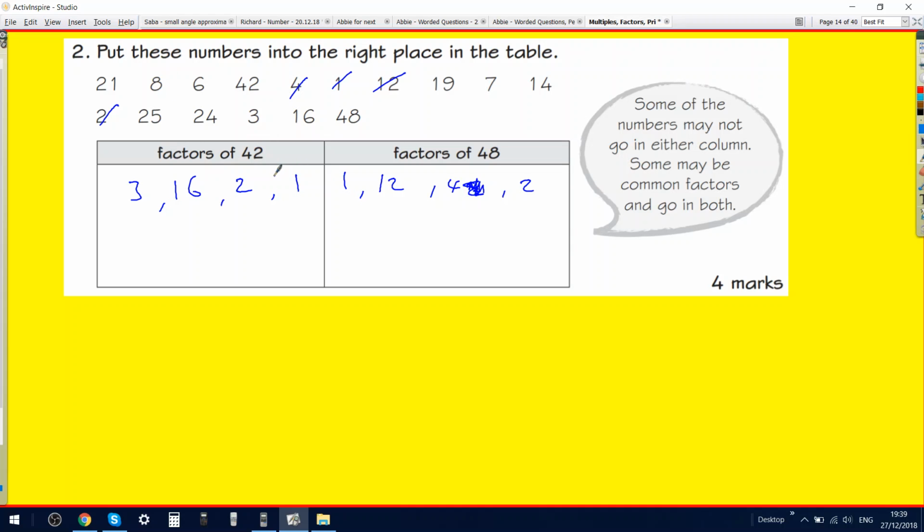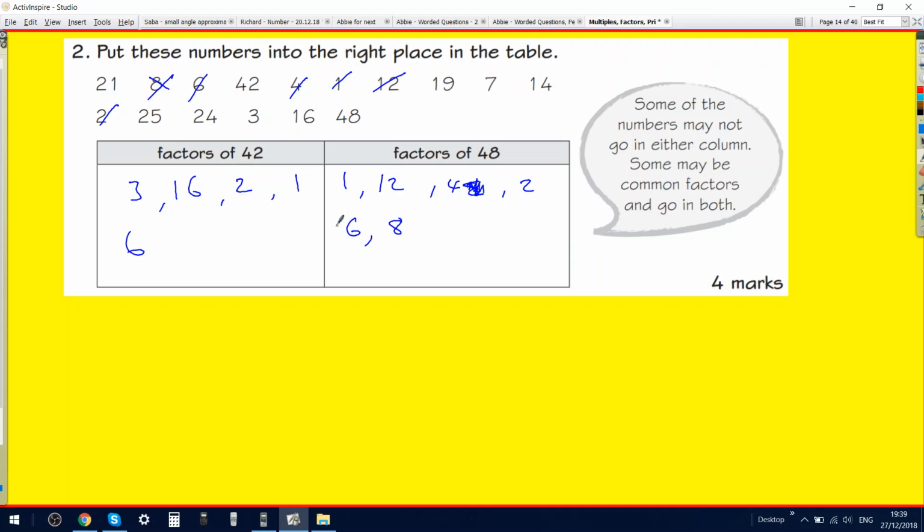Okay, so 8 and 6. Will either of them go in 42? 6 can go. 6 times 7 is 42. So 6 goes in both. 8, I don't think. No, 8 can't go in 42, because 8 times 5 is 40, so it's close.